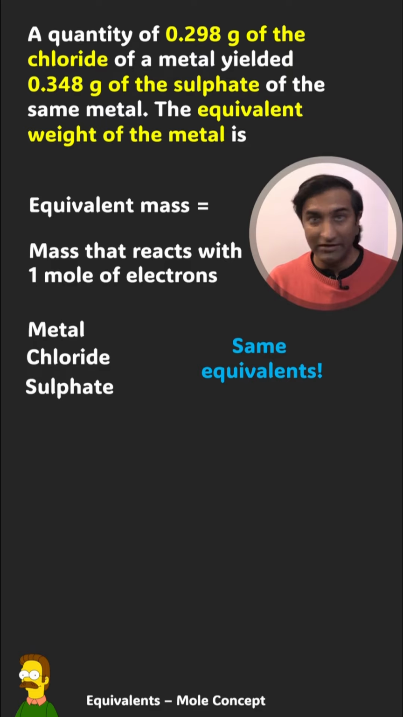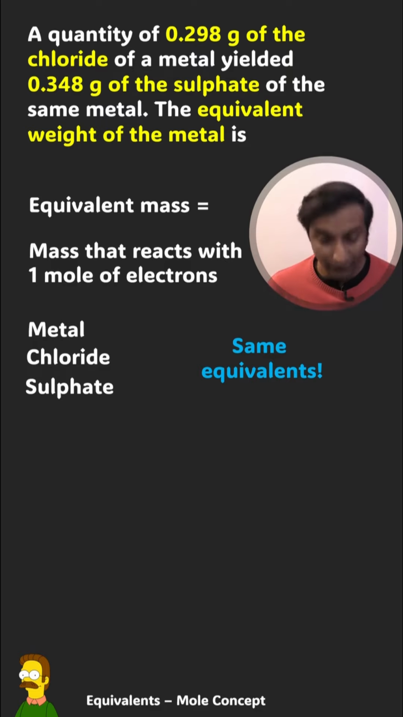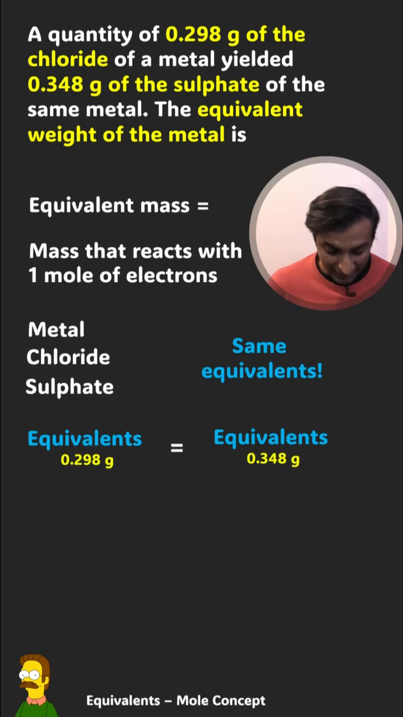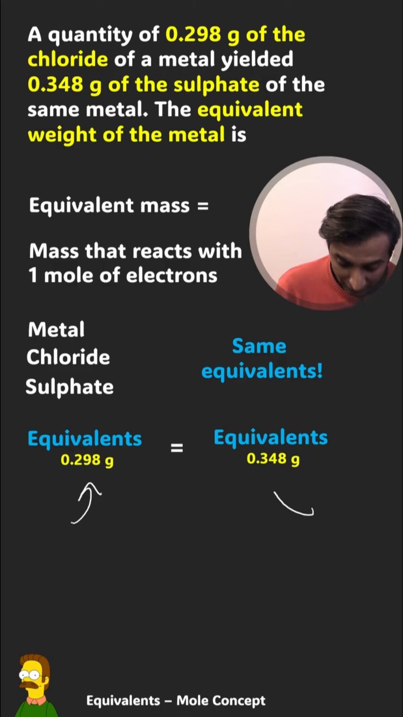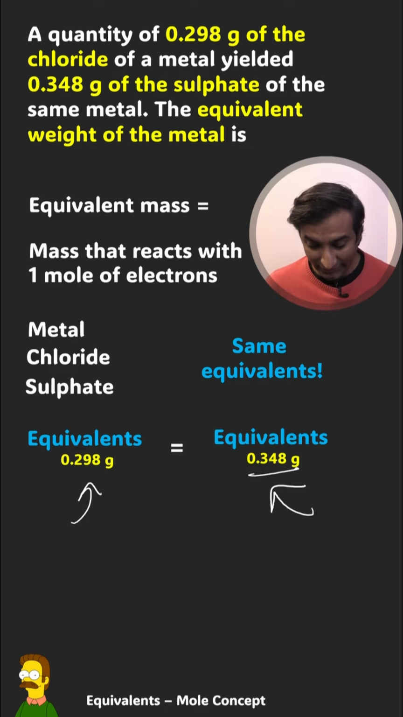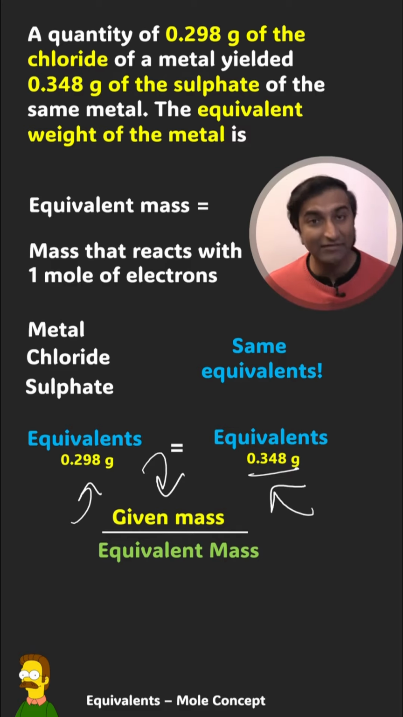Remember, when you use equivalents, there's no need of balancing. That comes from this same idea that we're talking about right over here. So, the number of equivalents in this quantity, 0.298 gram, is going to be equal to the number of equivalents in 0.348 gram of the second compound. And by definition, I can move things around and get that equivalents is going to be given mass divided by equivalent mass. Okay, that's it.